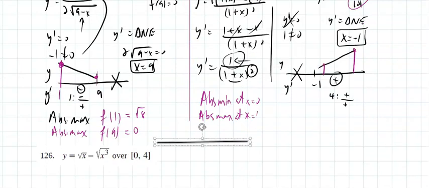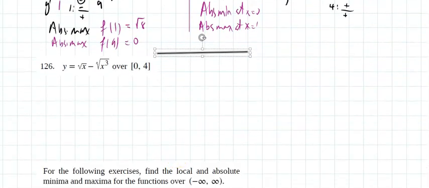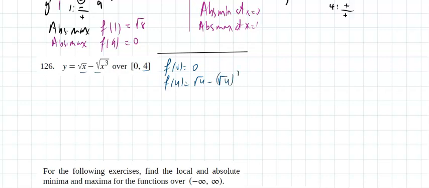Next problem up. This is a square root. Domain x is bigger than 0. Again, they restricted the domain. First things first, what's f of 0? f of 0 is 0. And what's f of 4? f of 4 is square root of 4 minus square root of 4 cubed. What is that? That is 2 minus 2 to the third, which is 8. That's negative 6. So I have two values to compare. Up till now, negative 6 is the lowest and 0 is the highest.